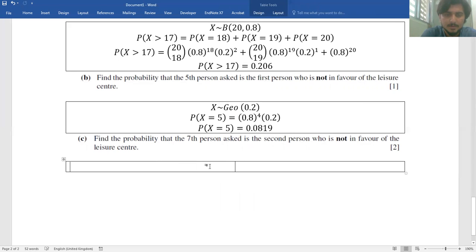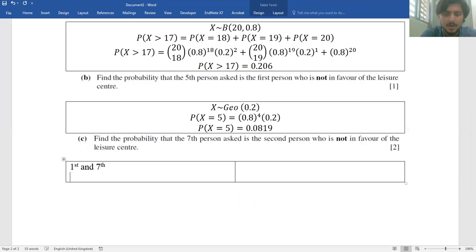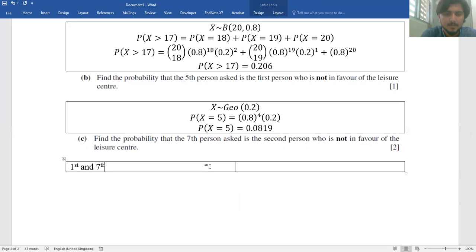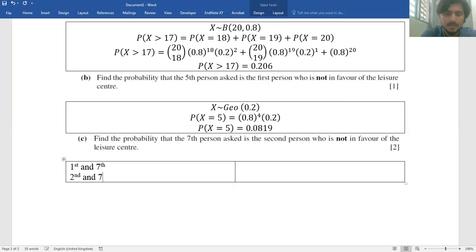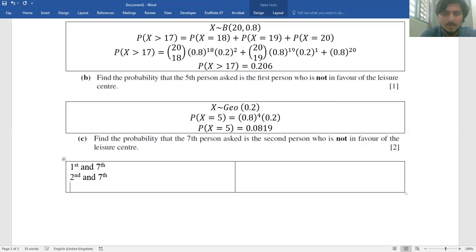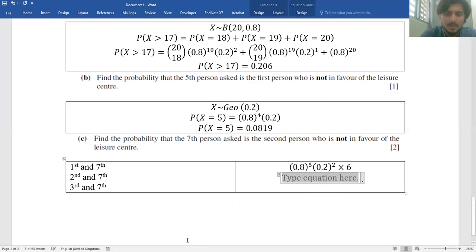Okay, I can say first and then the second one was 7, or I can say second and 7th. I'm talking about the people who are not in favor. And then I can say third and 7th, and then so on. So how many different possibilities will we get for this? We'll get 6 different possibilities. So whatever probability we have done, it will be either of the 6, so you just multiply it by 6. And the answer that we get is 0.0786.